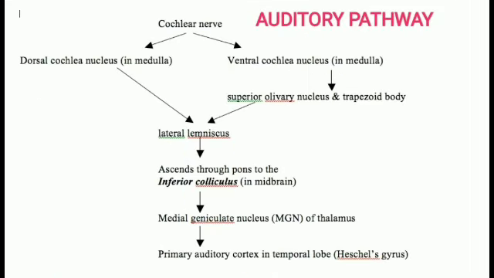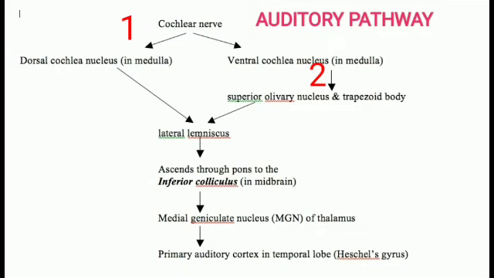This is the schematic diagram to explain the auditory pathway. We have already seen that the cochlear nerve's central process terminates in the dorsal and ventral cochlear nuclei of the medulla oblongata. Further from these cochlear nuclei, the second order neuron arises, and that reaches the superior olivary nucleus and also the trapezoid body.